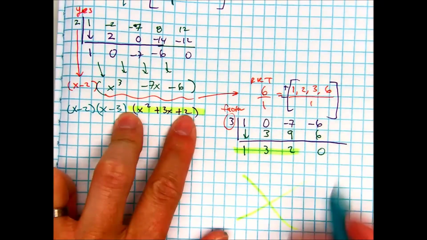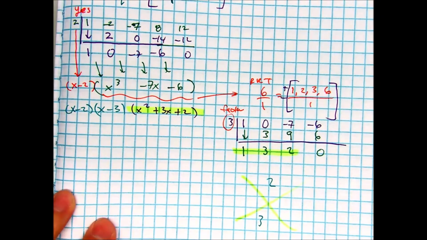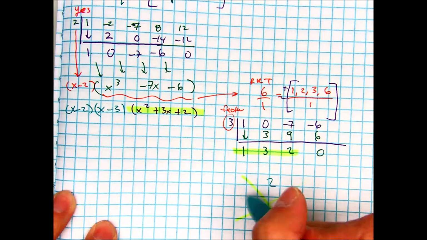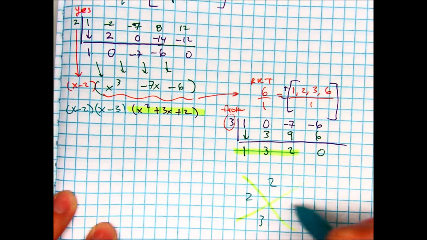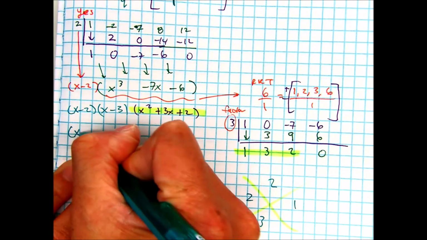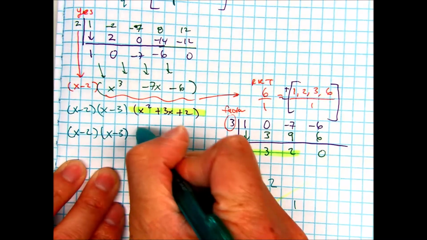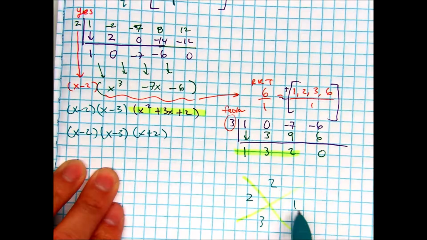A times C is 2. B value is 3. Two numbers that multiply, these multiply to be 2, add to be 3. X minus 2, x minus 3, x plus 2, x plus 1.